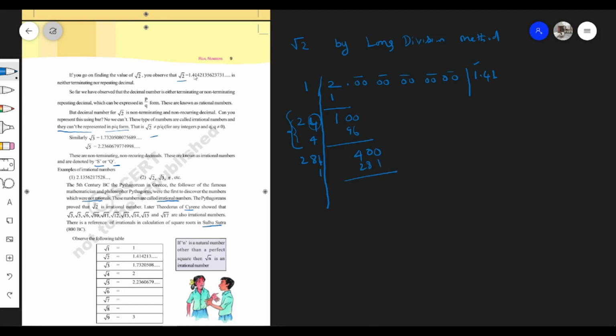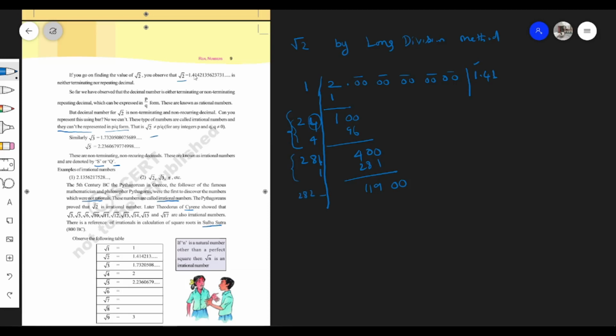Okay, 2 will give you a number more than 400, that's why 1 is enough. So if I subtract 400 minus 281, I'll get 119. Again bring down 2 zeros and double the digit, or add these two. So this is the second layer and we are entering into the third layer, 282.